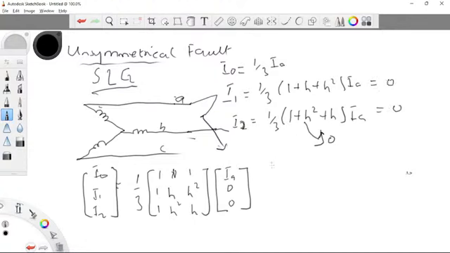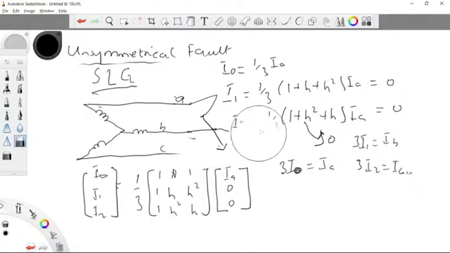That means that when there is a single line to ground fault, all you need is I0. When you get I0, just multiply I0 by 3 and you get your IA. That's it. So that's when the fault is at A. If the fault was at B, it would have been 3I1 equals IB. Similarly, if the fault was at C, it would have been 3I2 equals IC. Yeah, these are the expressions you need.